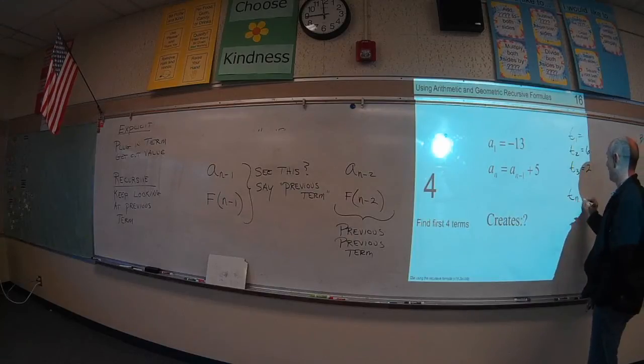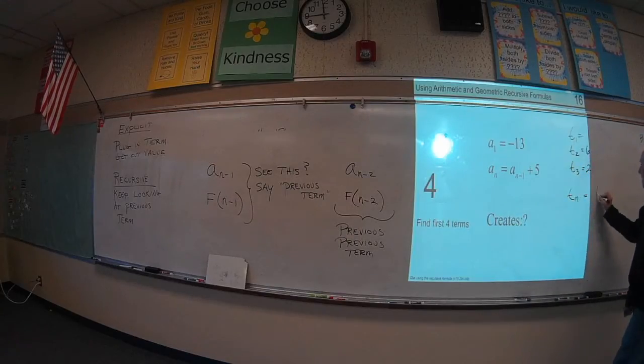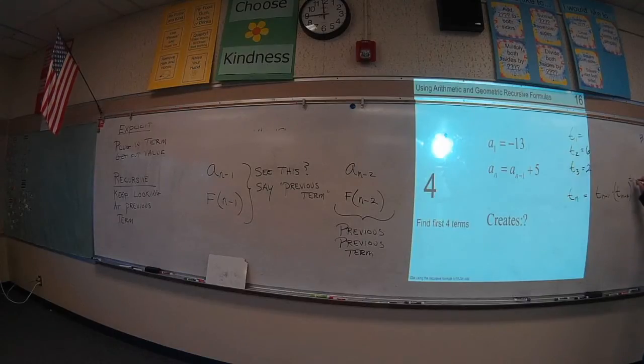So T sub n equals T sub n minus 1 times T sub n minus 2 raised to the T sub n minus 3. I got it. I know what it is. I don't even know what's going to happen. Try it out. Try it out. I'm so excited.